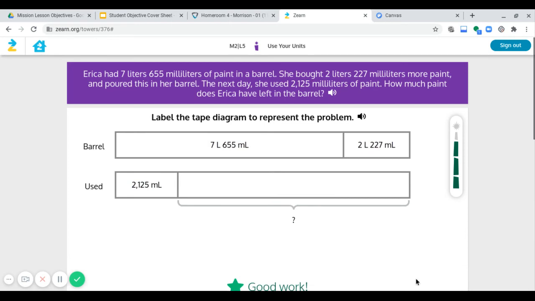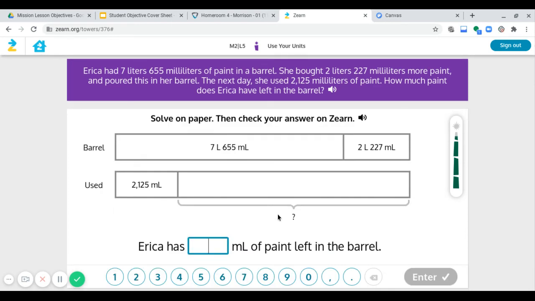You got it. Thanks. I bet it's going to ask me to solve next. Solve on paper, then check your answer on Zoom.